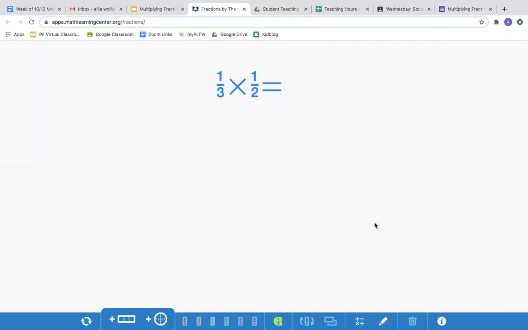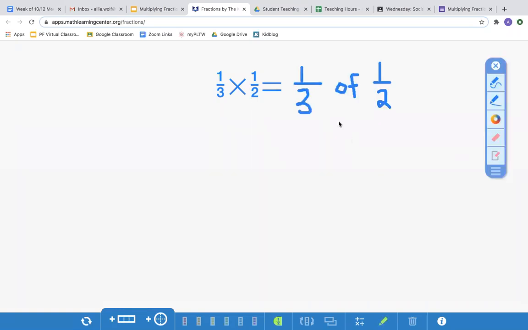Okay, so this website is called mathlearningcenter.org, and this is where you can work with the fractions and work with visuals. So I want to show you how it works. So first, I have this equation up here. It's 1/3 times 1/2, but we've already learned how can we rewrite that to help ourselves. If you said we can rewrite it like 1/3 of 1/2, you are correct.